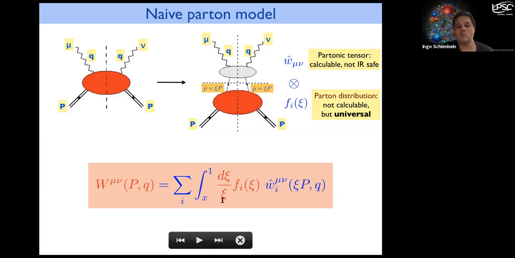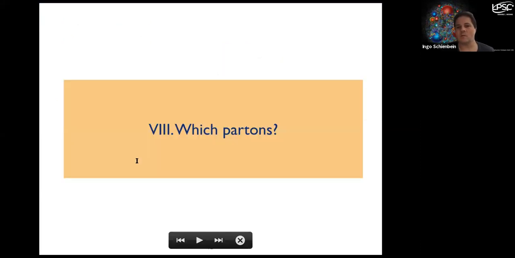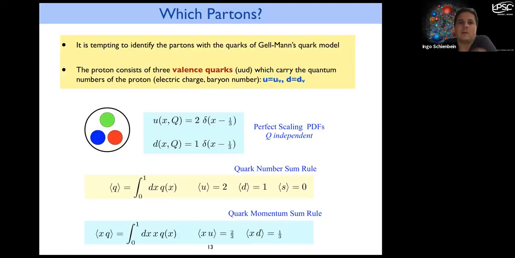So those are two views which both can be used and can be useful. So which partons do we have? As I said, it is tempting to identify the partons with the quarks of Gell-Mann's quark model. And then the proton consists of three valence quarks, as we know, two up quarks and one down quark, which carry the quantum numbers of the proton, so the electric charge and the baryon number.